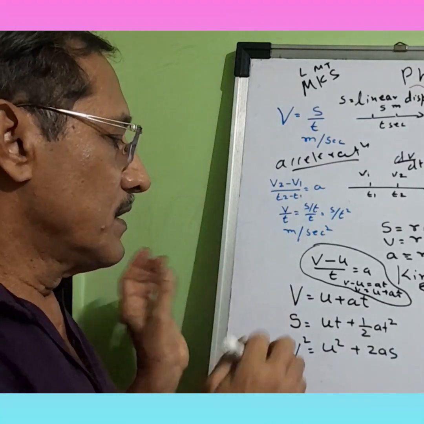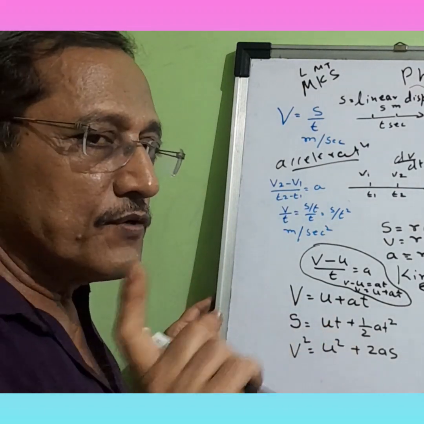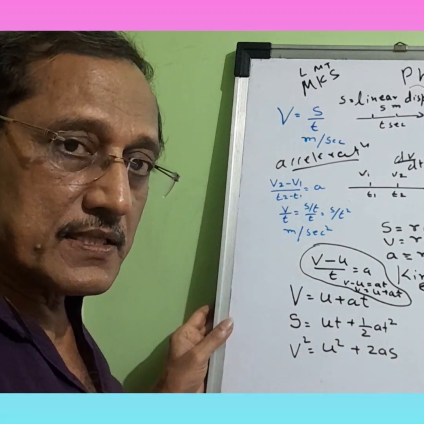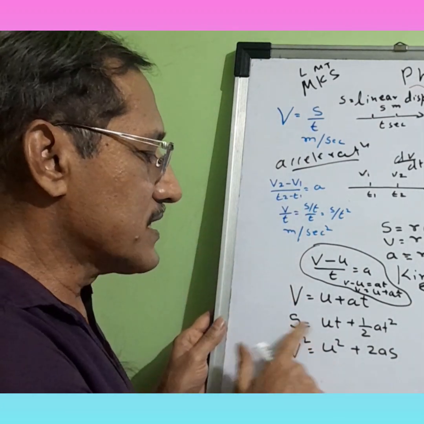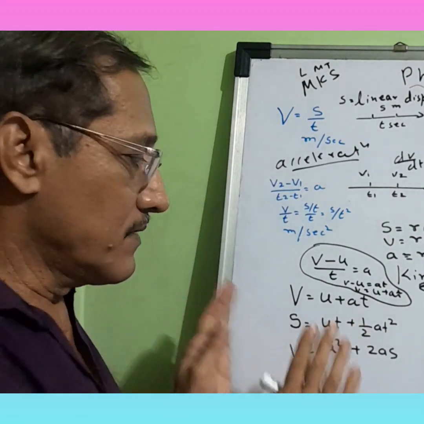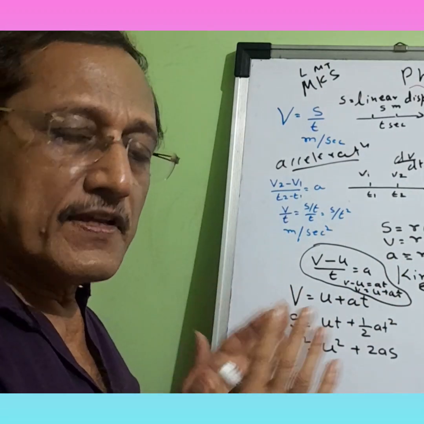So v is equal to u plus at, s is equal to ut plus half at square. If you remember, we derived this in our 11th standard in vectors, in the triangle. And v square is equal to u square plus 2as. These were the kinematic equations that we had learned in 11th and lower classes.